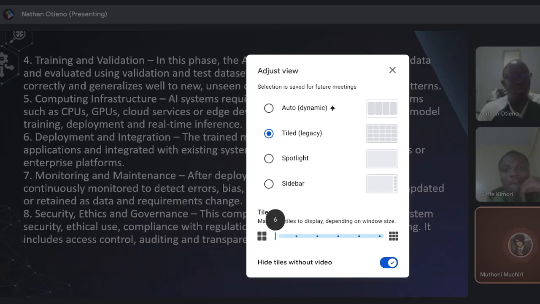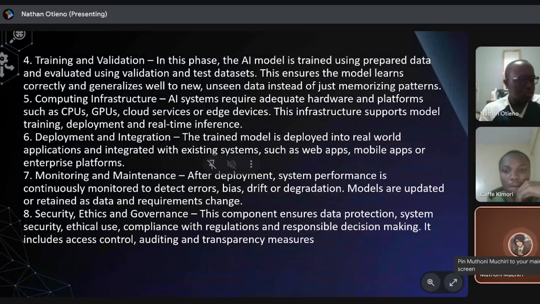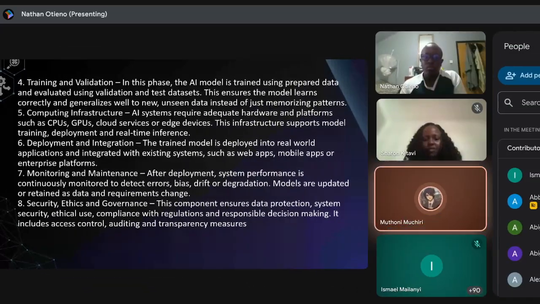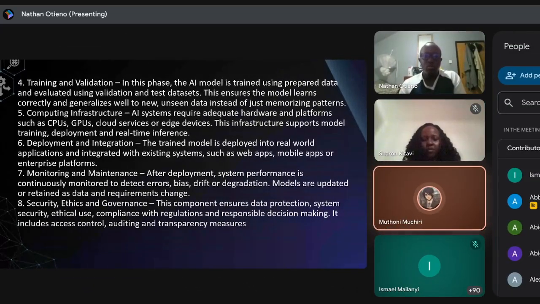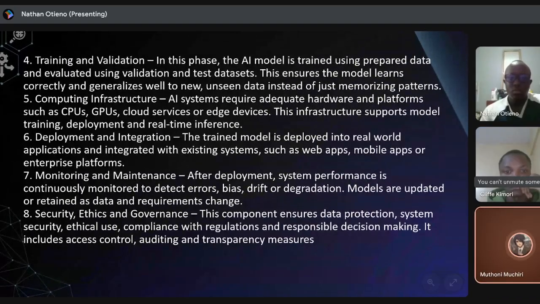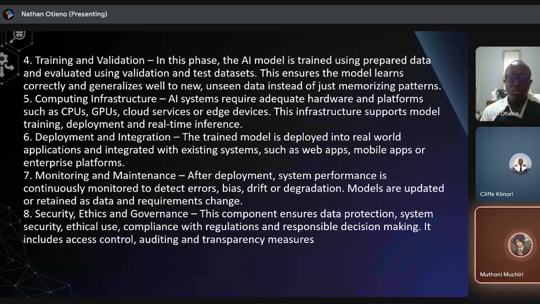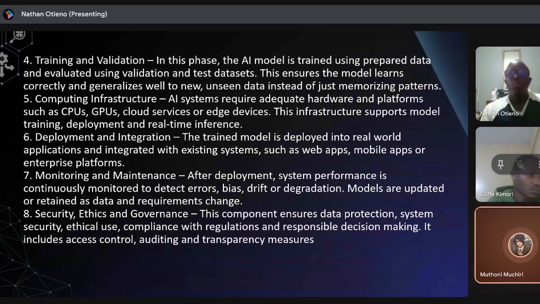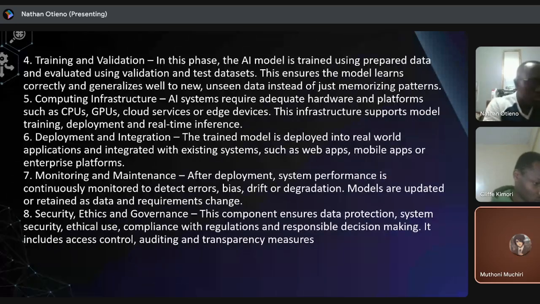Training and validation. In this phase, the AI model is trained using prepared data and evaluated using validation and test datasets. This ensures the model learns correctly and generalizes well to unseen data instead of just memorizing patterns. Computing infrastructure. AI systems require adequate hardware platforms such as CPUs, GPUs, cloud services, or edge devices. This infrastructure supports model training, deployment, and real-time inference.